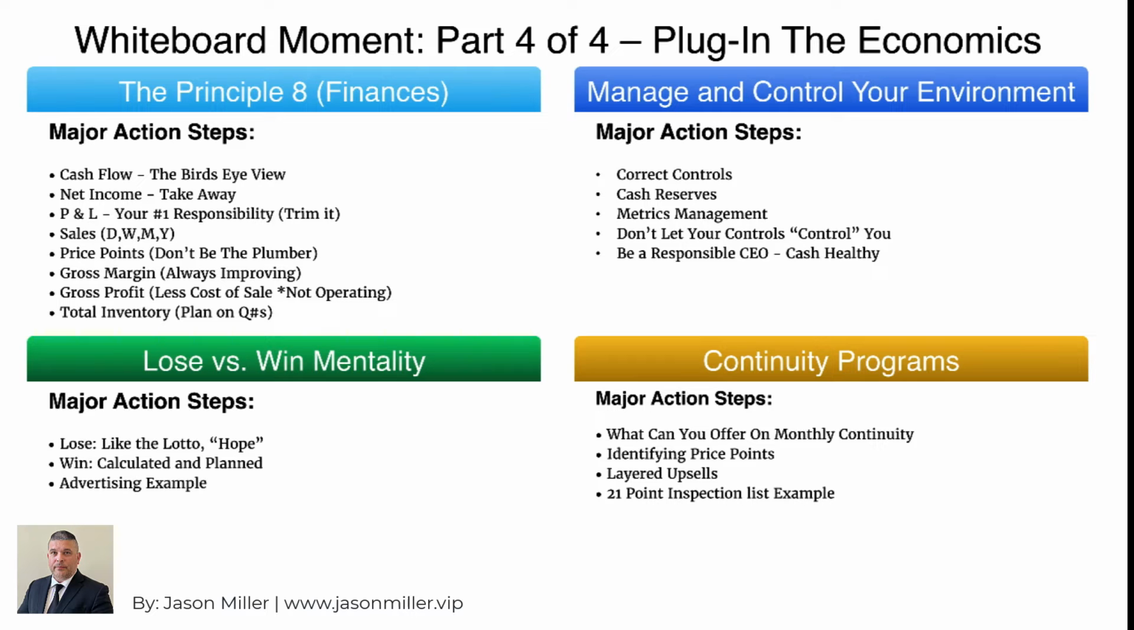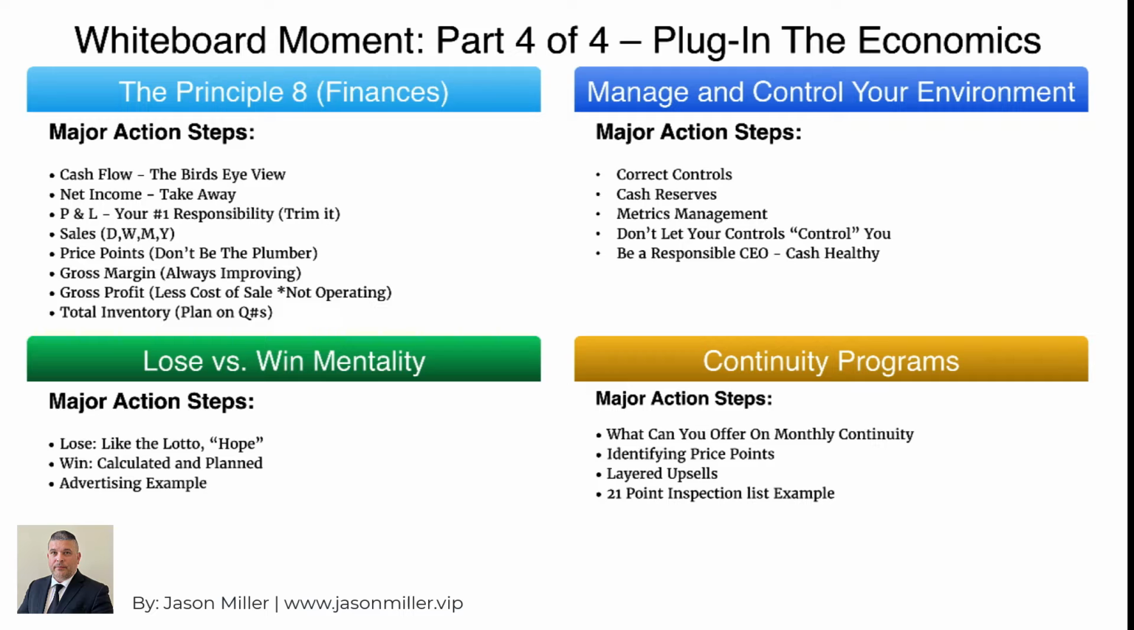Next is sales. You should know your sales by the numbers: daily, weekly, monthly, yearly. Know your numbers. Have a sales dashboard that's available to you that you can pull up daily and look at what your sales were for that day, for the week, for the month, for the year. This helps you plan for further growth and scale in your company.